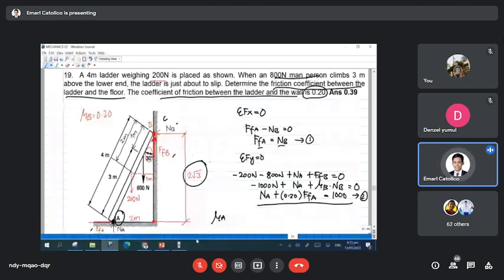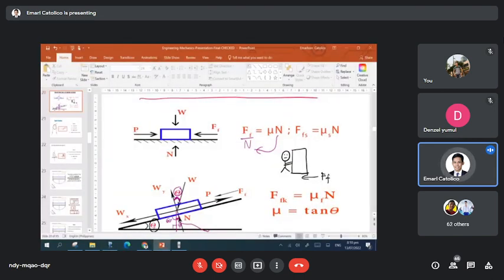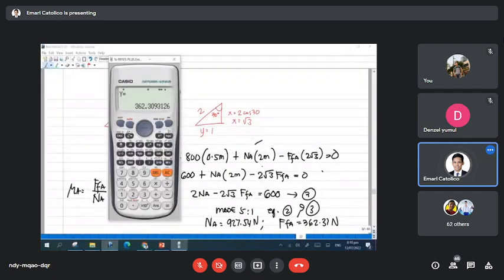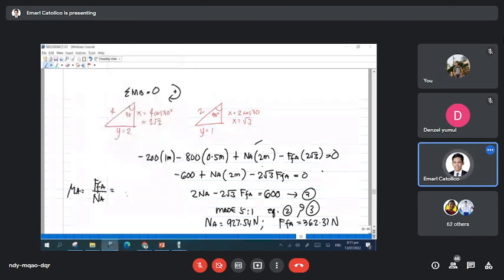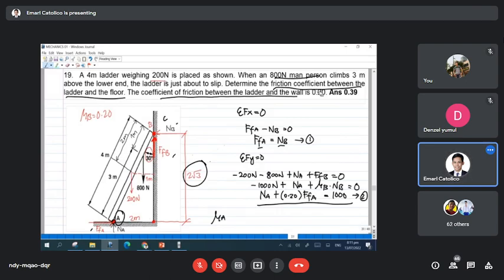So balik tayo doon sa formula natin. Formula ng mu is ipat lang natin to, no? Frictional force divided by the normal force. So yun yung gagamitin natin for number 19. So mu A is equals to frictional force at A divided by normal force at B. Okay? So 362.31 divide 927.54. Okay, so 0.39 yung coefficient of friction ng ating ladder and floor. Check natin kung tama. Yeah. Answer is 0.39.